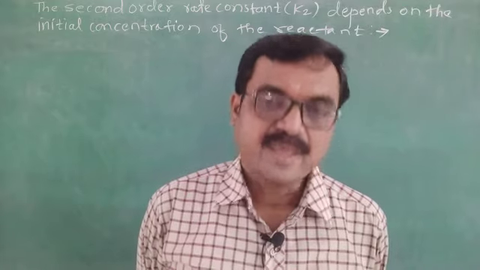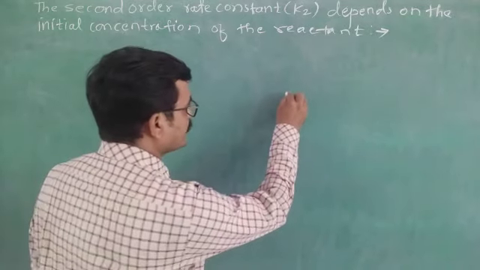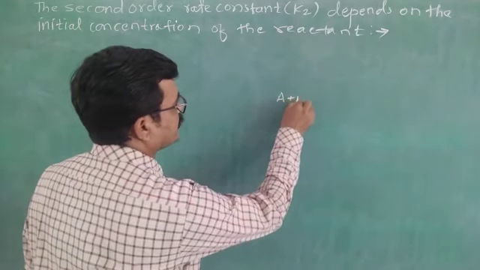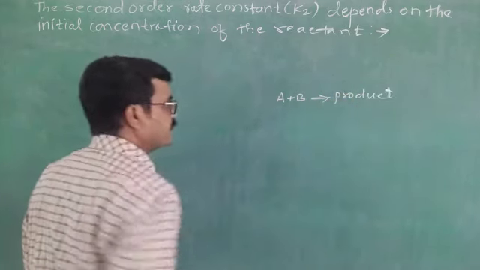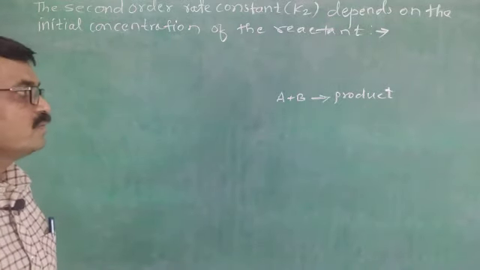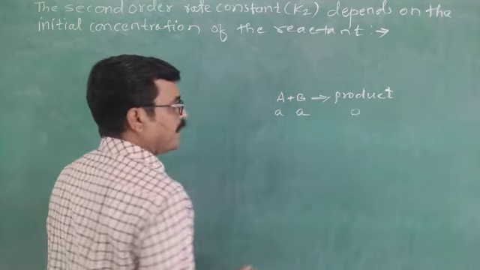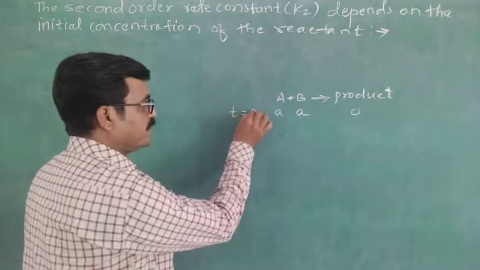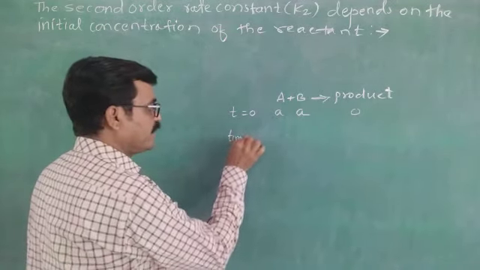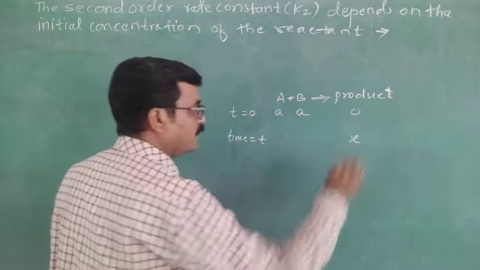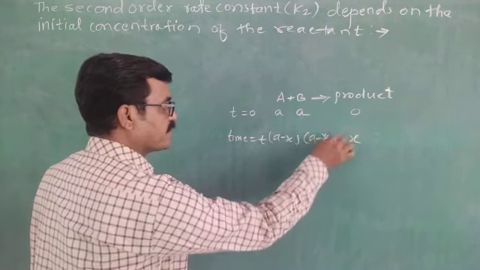Now suppose we have a reaction A plus B gives product. Let me assume this reaction is second order. Let me consider the initial concentration of both the reactants is A, and the initial concentration of product when time t is 0 will be 0. Now after time t, when the product formed is x, the concentration of the reactants will be A minus x, A minus x.